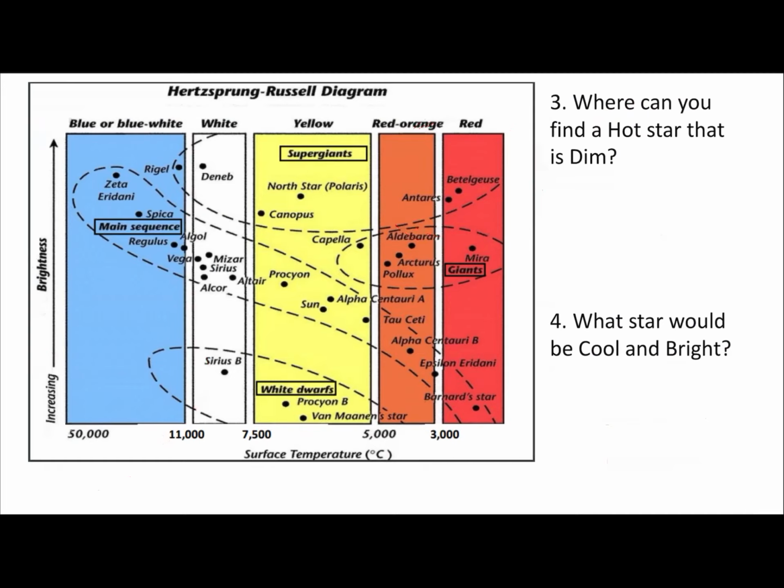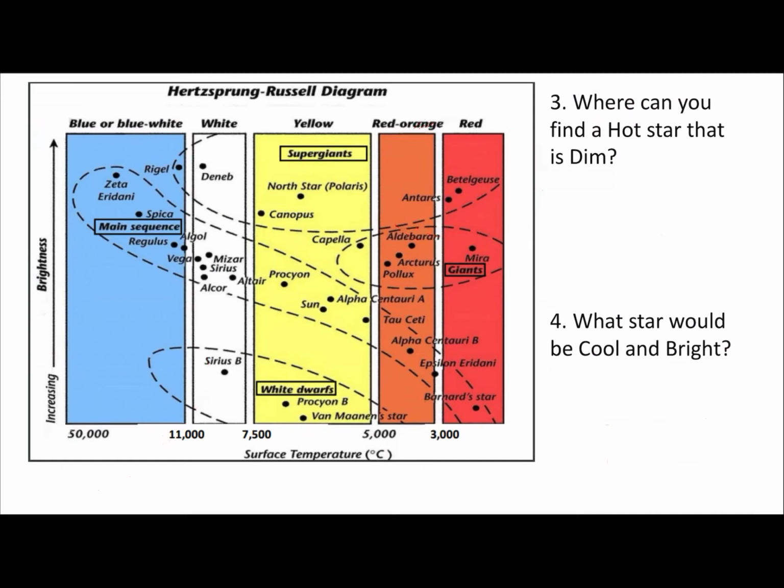And then 6, Deneb can be categorized as what type of star? So first, let's find Deneb. All right, so it's right here. So when they say what type of star, they're saying, is it a white dwarf, a giant, main sequence, or supergiant? This one is in this up top category, so it's going to be a supergiant.